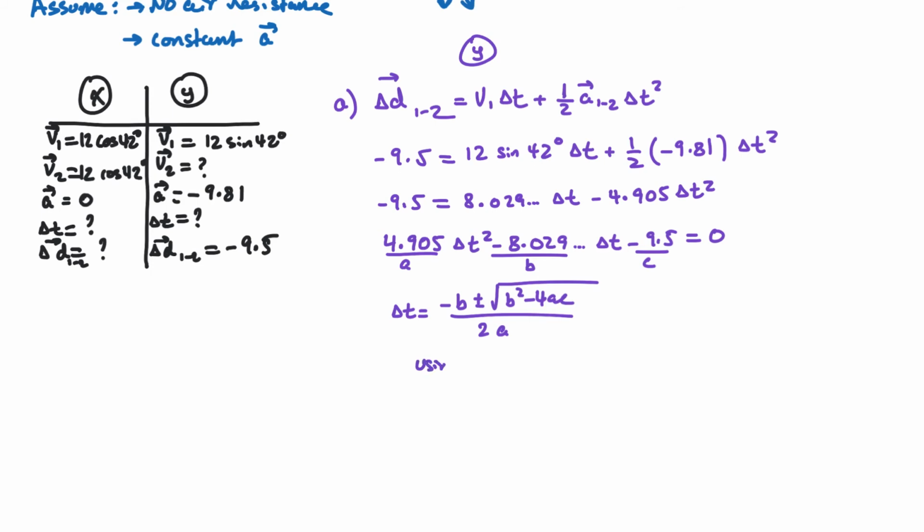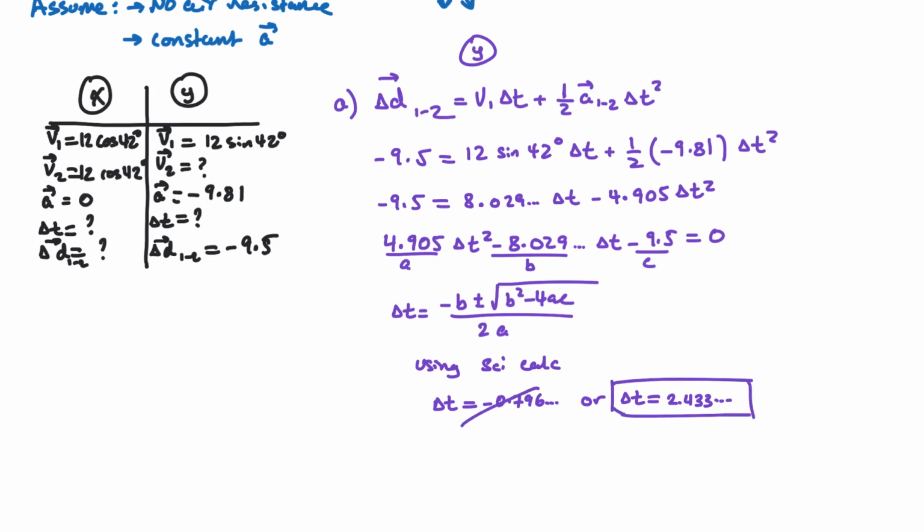So using a scientific calculator, delta t is equal to either negative 0.796 or positive 2.433. It can't be a negative change in time, so this is going to be my final answer. But I do need to express it in the proper number of significant figures, which in my case is 2.